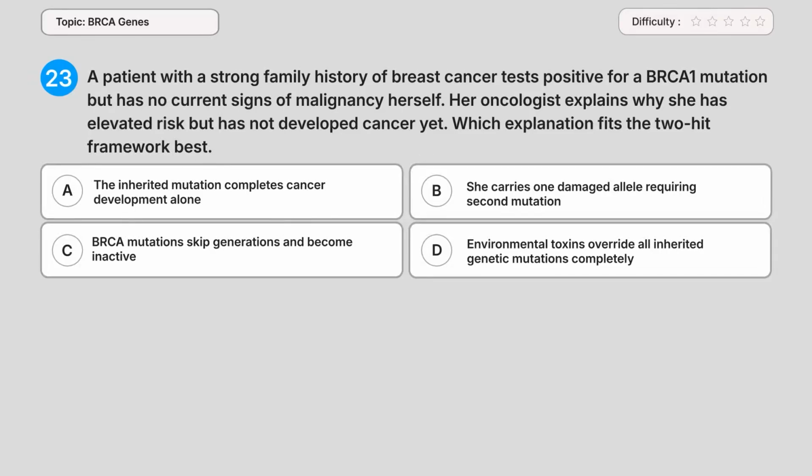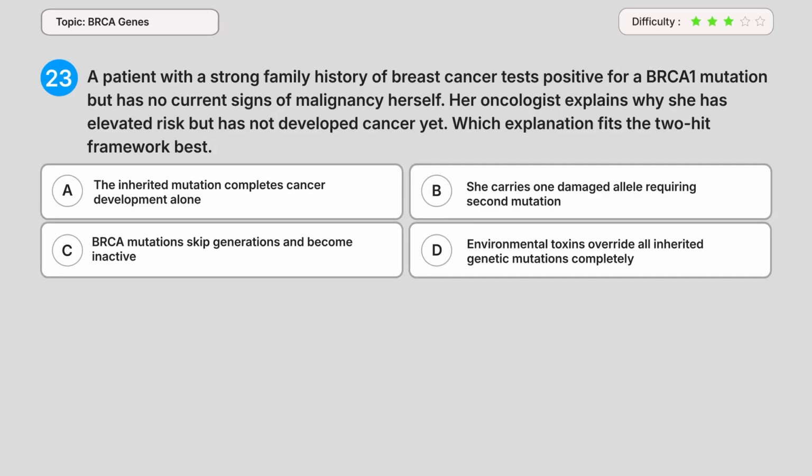Question 23. A patient with a strong family history of breast cancer tests positive for a BRCA1 mutation, but has no current signs of malignancy herself. Her oncologist explains why she has elevated risk, but has not developed cancer yet. Which explanation fits the two-hit framework best?